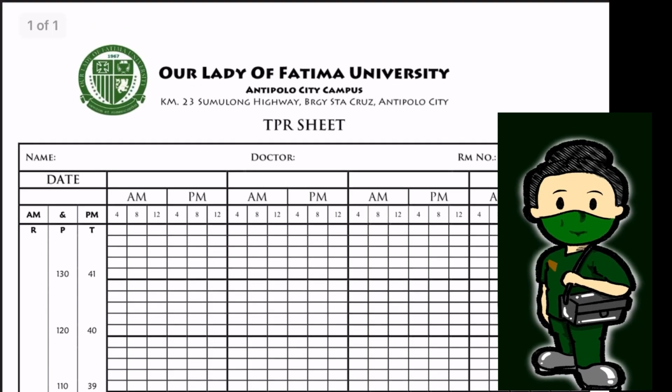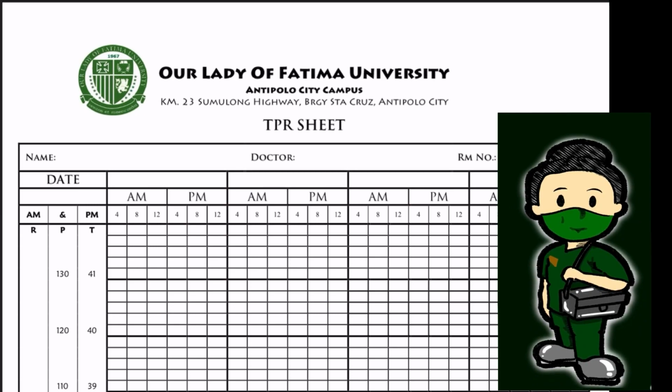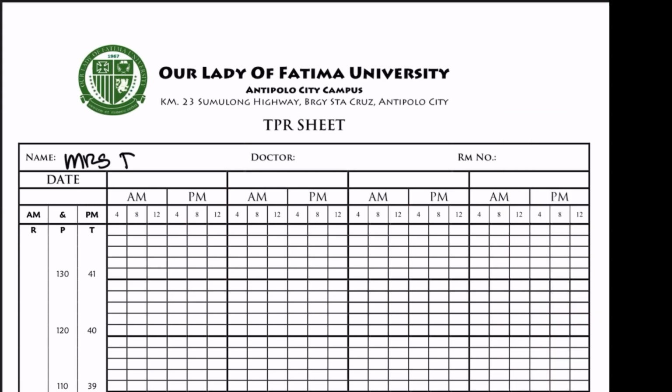Now let's start plotting. When starting with an empty TPR sheet, make sure to write the name of your patient, the doctor, and the room number. Write the dates below for when you'd be providing care for your client. Here you can see I'm writing March 1, 2, 3, and 4.